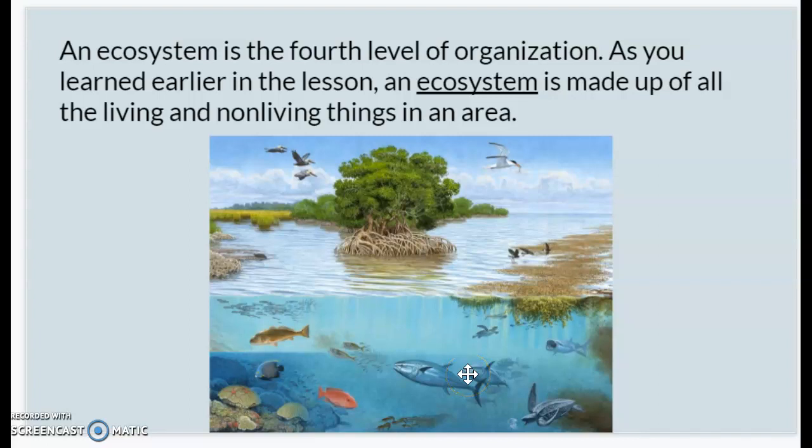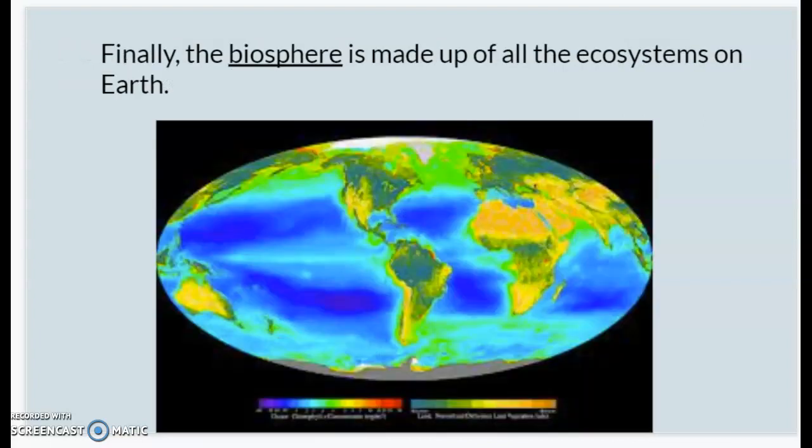But we also see non-living things, abiotic factors. We see wind because the birds are able to stay in the air. We see sunlight, the water itself, the temperature, all of those things are abiotic. And so both of these are considered an ecosystem. Finally, the biosphere is made up of all the ecosystems on Earth.